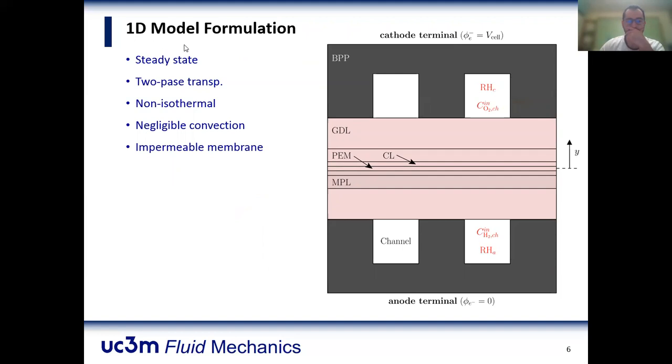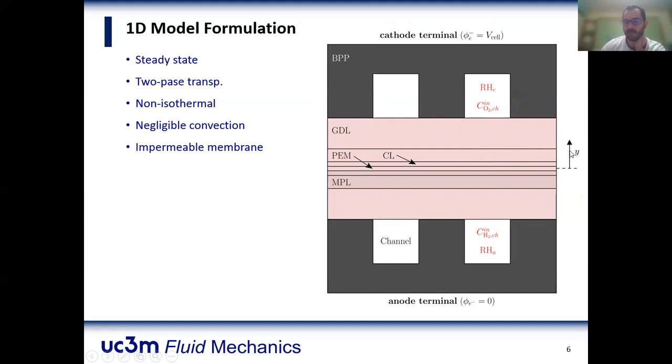So we have developed so far a 1D macroscopic model. It is a steady state model. We have two-phase transport. We have non-isothermal effects. We have some assumptions. We have negligible convection. Also, we assume right now that the membrane is impermeable to gas species. And you can see here the domain. So we have the model for all the components of the membrane electrode assembly.